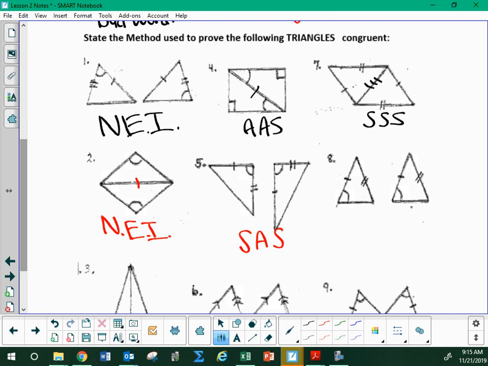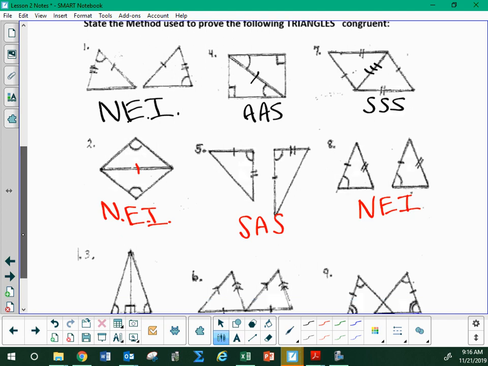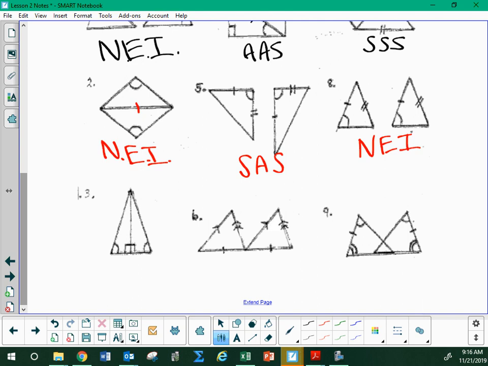Alright, number 8. Okay, so bad word is true, but not enough information. If you write bad word, although that is true, that's not the correct answer. You will get marked off if you say bad word. What if you write bad word and NEI? Then you're okay, as long as you have the NEI.